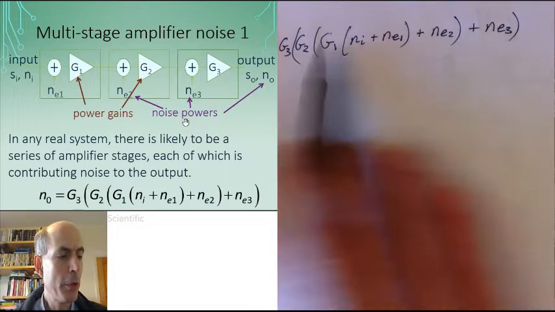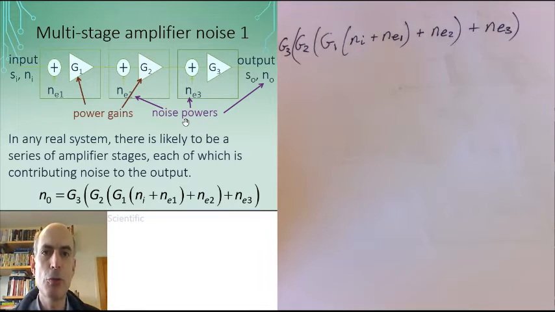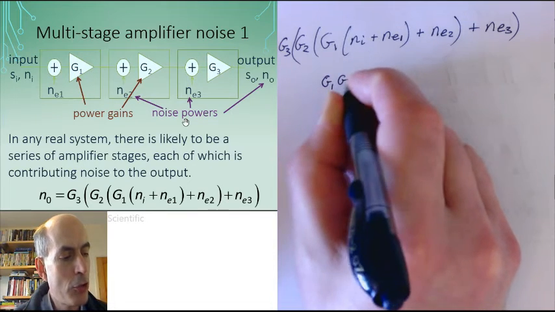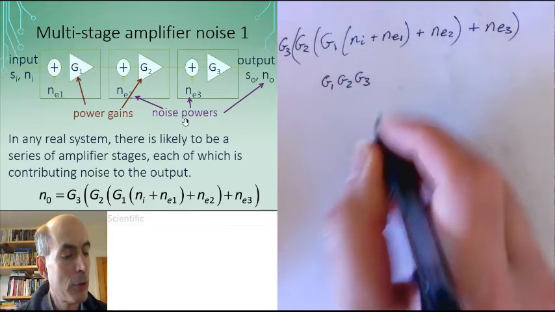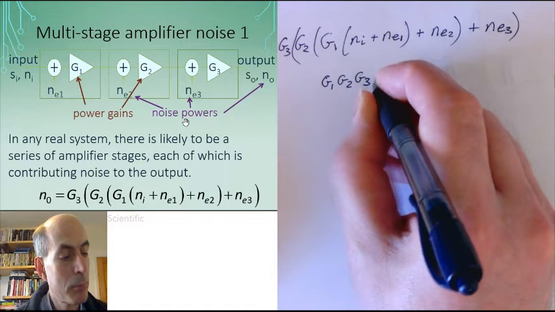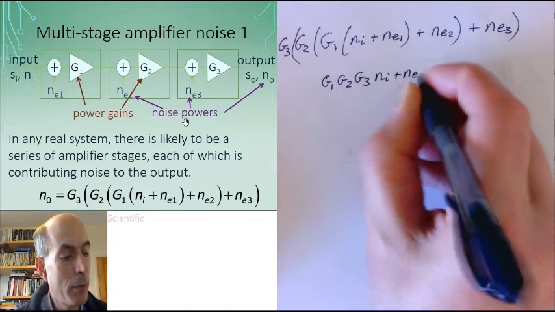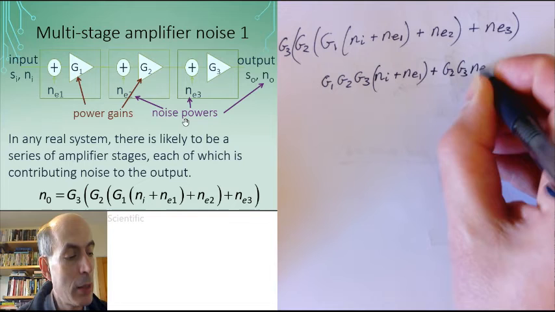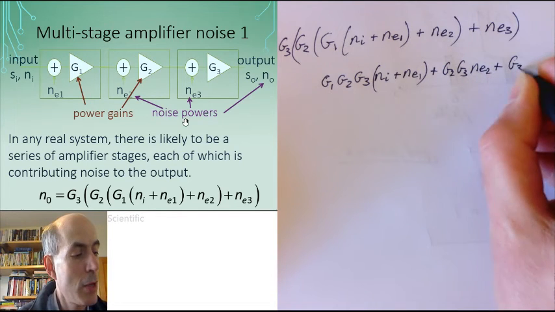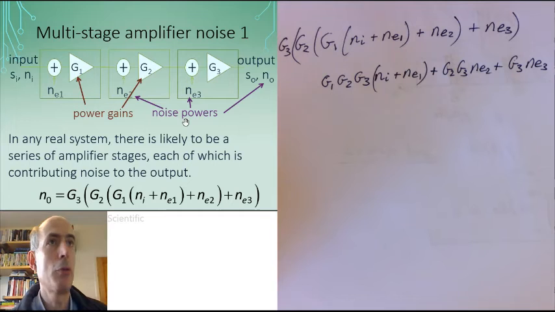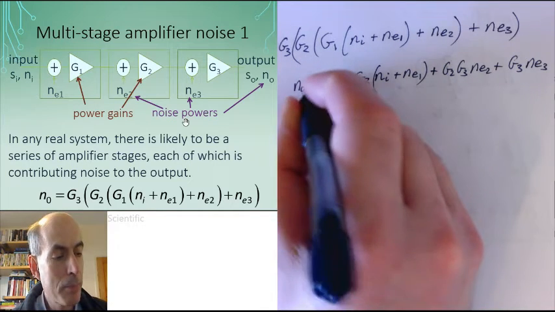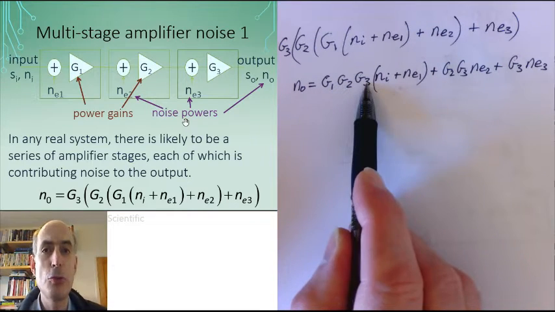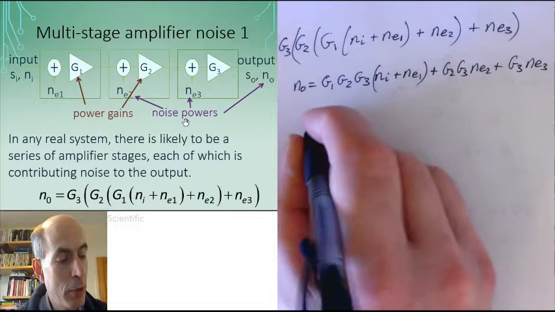Now, we can do a bit of mathematics on that, multiply out all of these brackets, and we'd end up with G1 times G2 times G3 times Ni plus Ni1 plus G2 times G3 times Ni2 plus just G3 times Ni3. And that would be our total noise output power, NO. If I extract a factor of G1, G2, G3 from all of these terms, I end up with this.